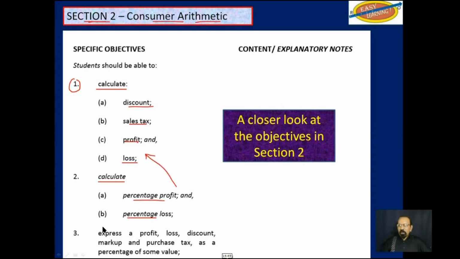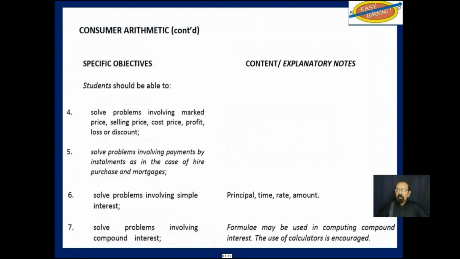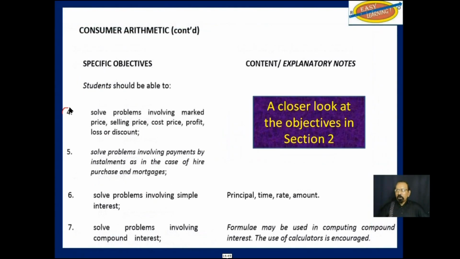Then objective 3, express profit, loss, discount, and so on as a percentage of some value. Then objective 4, solve problems dealing with marked price, selling price, cost price, profit and loss. Again, some of that we will do in this very first objective. Objective 5, solve problems involving payment by installments, as in the case of hire purchase and mortgages.